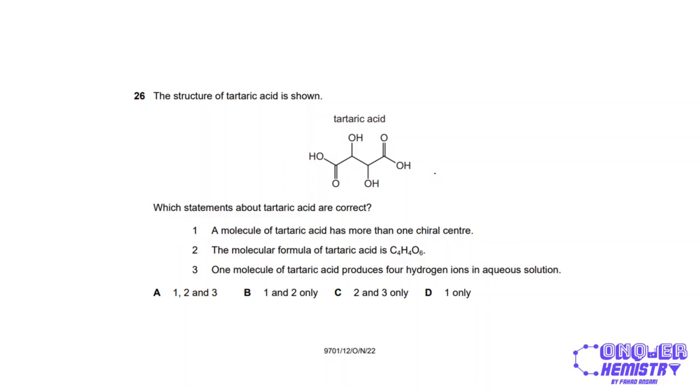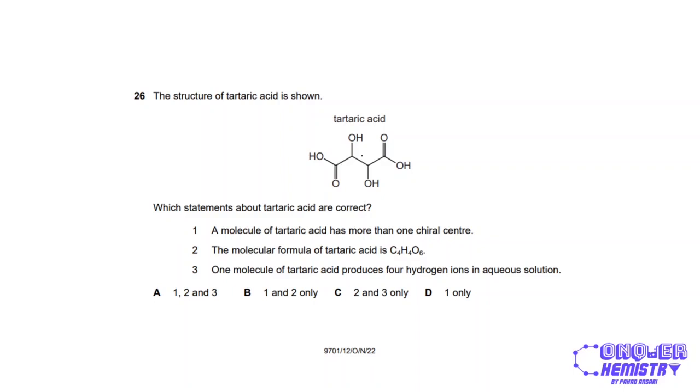All right, now finally on to the organic chem. Let's go. So over here we have tartaric acid, and we have some statements about it. It says a molecule of tartaric acid has more than one chiral center. All right, let's take a look.